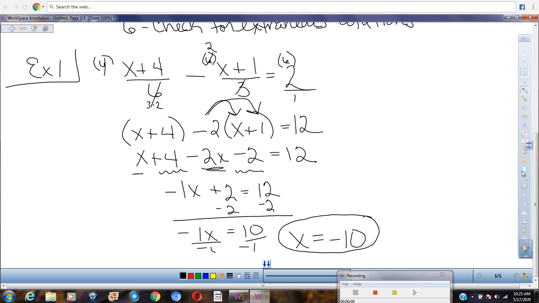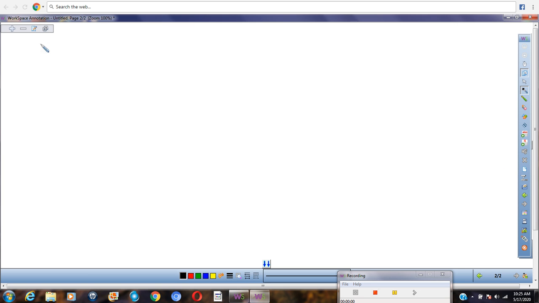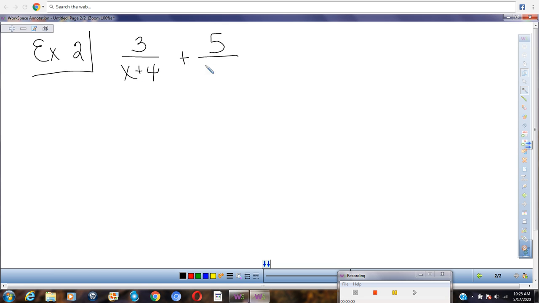Let's try another example. Of course, let's make it a little bit tougher. Example number 2 today. We have 3 over (x + 4) plus 5 over (x - 3) equals 2 over (x squared + x - 12). All right, so again, step one is we want to factor the denominators.